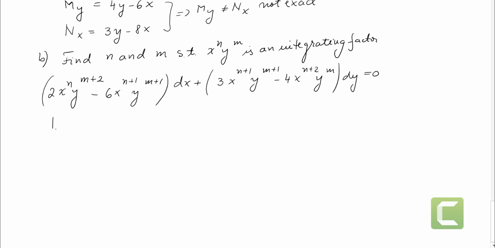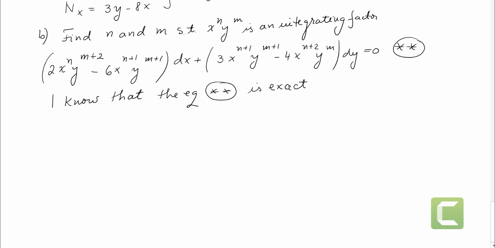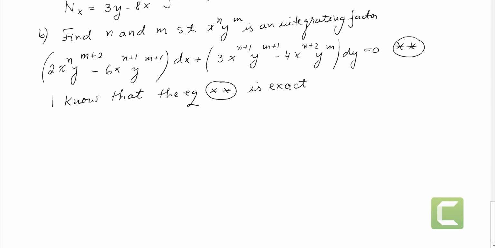So I know that by multiplying by that, the equation is exact. The equation that we obtain, let's call it 2 stars, is exact. What does that mean? Well, it means we're going to use the condition of exactness to find n and m. So I'm going to work out the equation of exactness now.